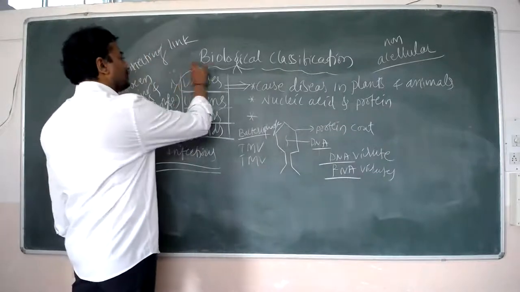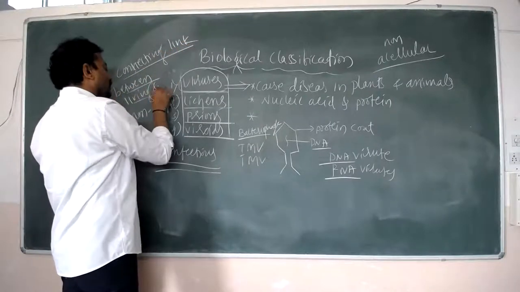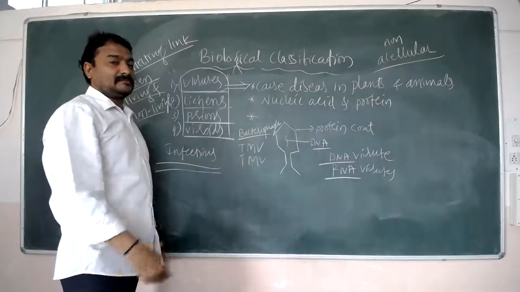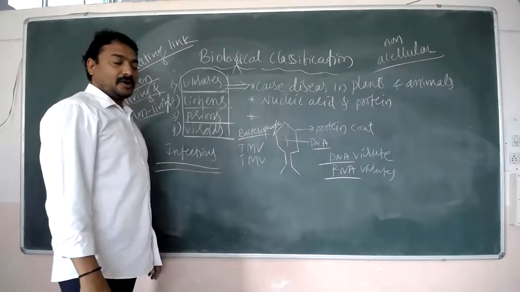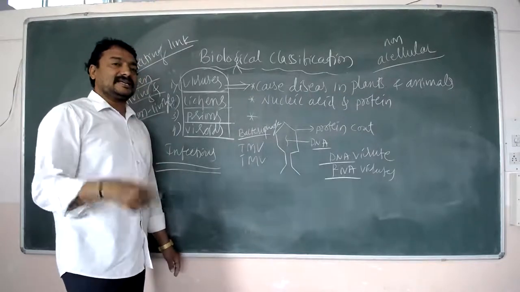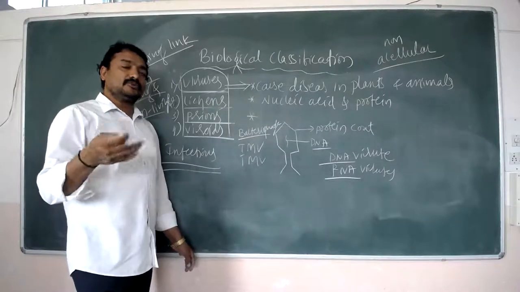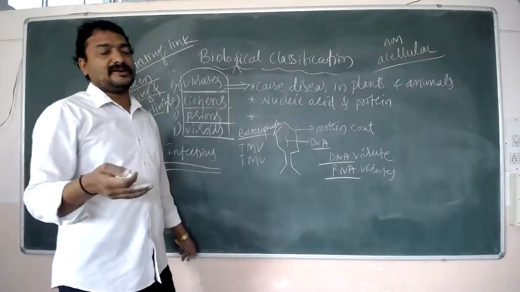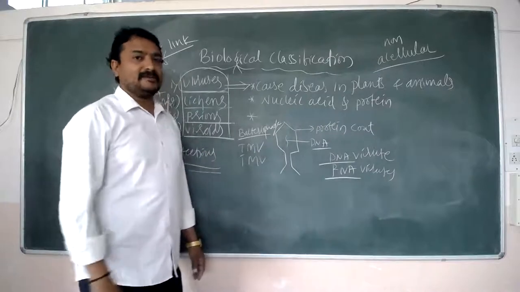So how can we explain viruses? Viruses are a connecting link between the living and non-living. They behave like living when they are present in the body of the organism, and they behave like non-living when they are present outside the body of the organisms. So they are considered a connecting link between living and non-living. Viruses cause diseases in both plants and animals. On the basis of that only, we can classify the viruses into plant viruses as well as animal viruses.